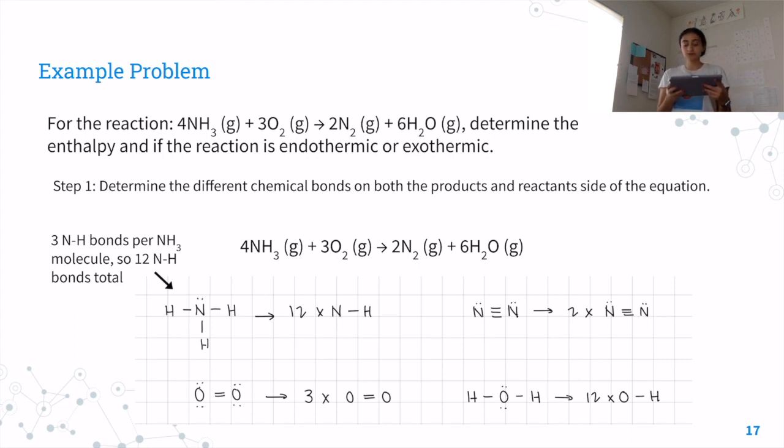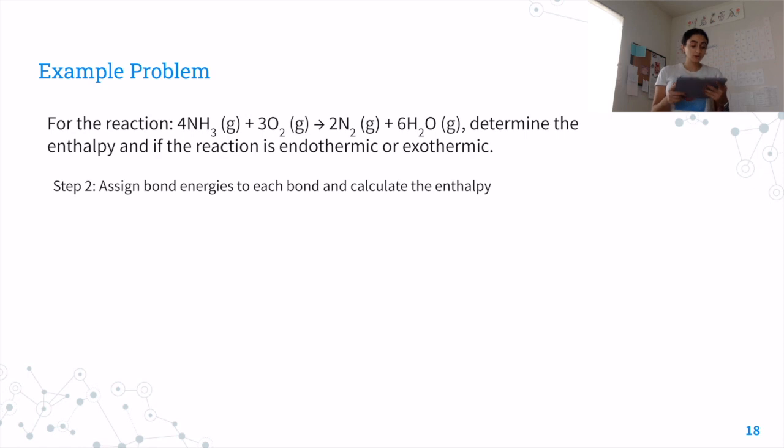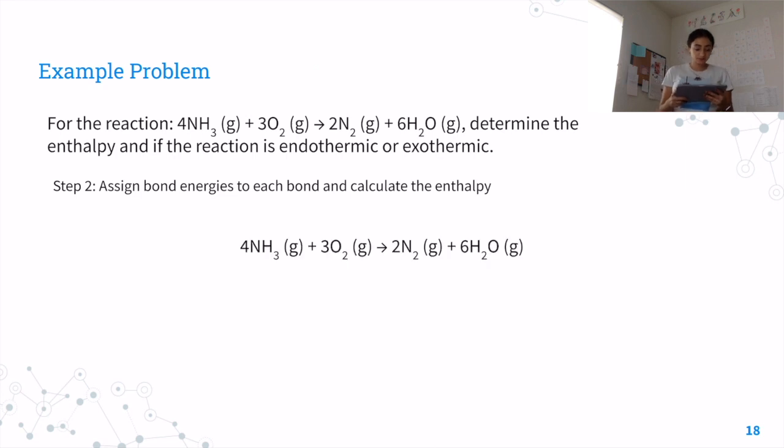And then finally, we're going to look at water. In each water molecule, we have 2 H-O single bonds. So therefore, in 6 water molecules, we are going to have 12. So that is how we break up the compounds into their bonds. And in our next step, we are going to assign bond energies to each bond and then use that to calculate the enthalpy. So I showed my work here.